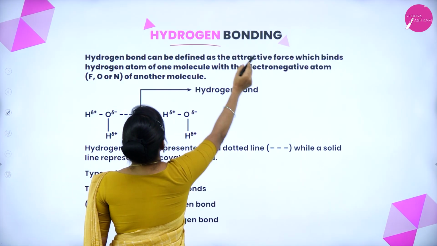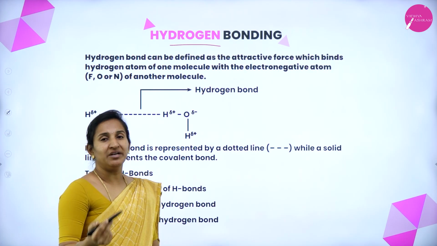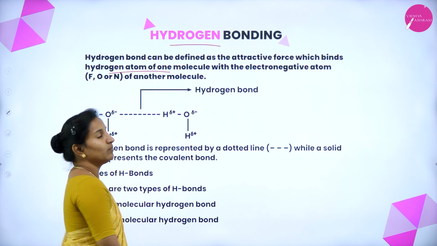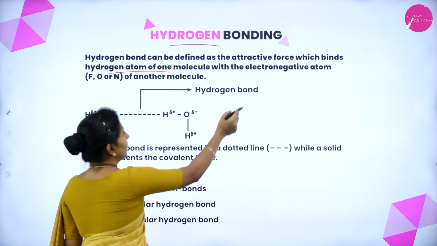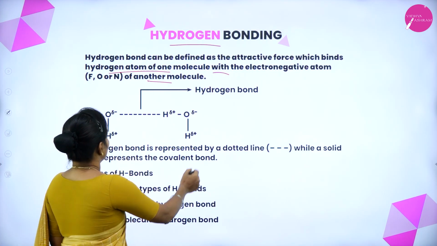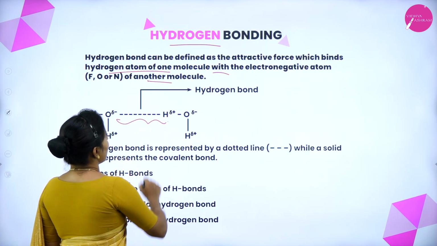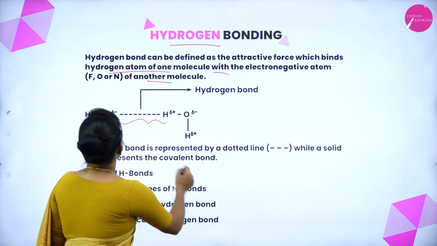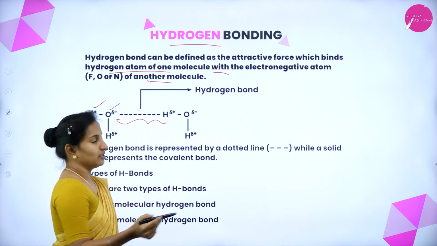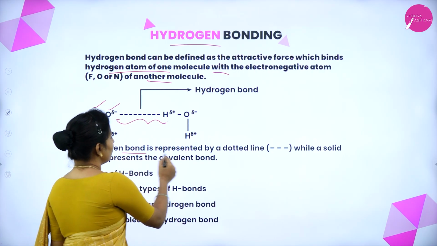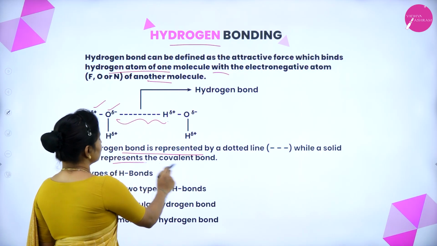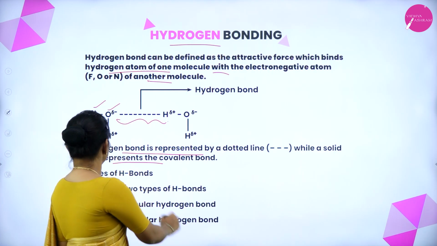Hydrogen bonding. A hydrogen bond can be defined as the attractive force which binds the hydrogen atom of one molecule with the electronegative atom of another molecule. This is considered a hydrogen bond. Here the hydrogen is electropositive in nature and the oxygen is electronegative in nature. A hydrogen bond is represented by a dotted line, while a solid line represents the covalent bond.